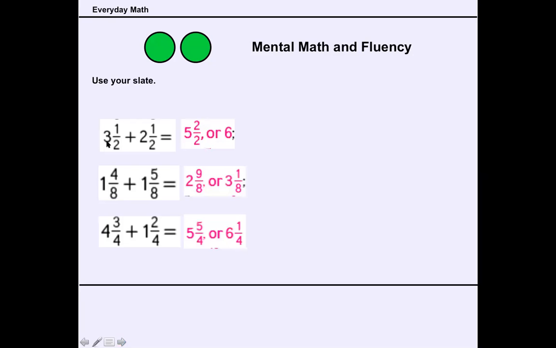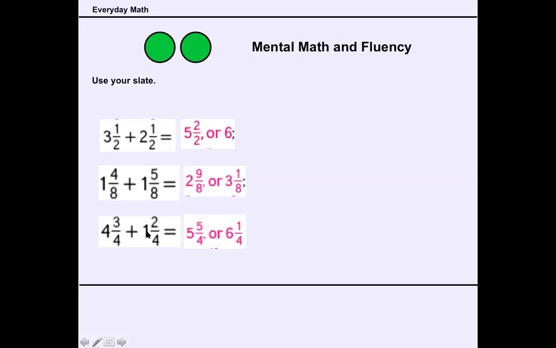So our answer for the first one, 3 plus 2 is 5. 1/2 plus 1/2 is 2 halves, or that's also equal to a whole. So you can have 5 and 2 halves or 6 wholes. 1 plus 1 is 2. 4 plus 5 is 9/8. 9/8 could also be 1 1/8. So your answer could be 2 9/8 or 3 1/8.